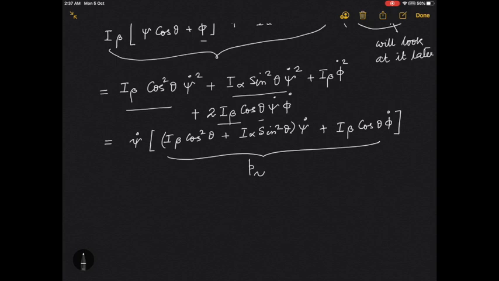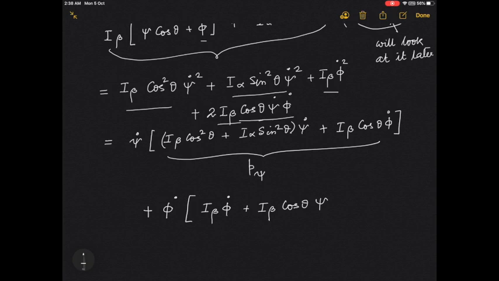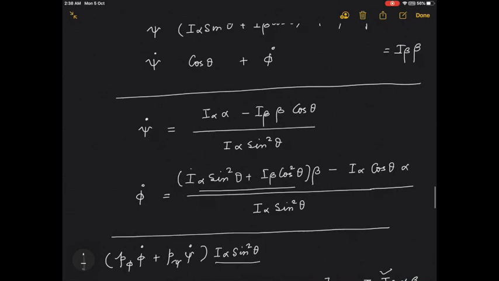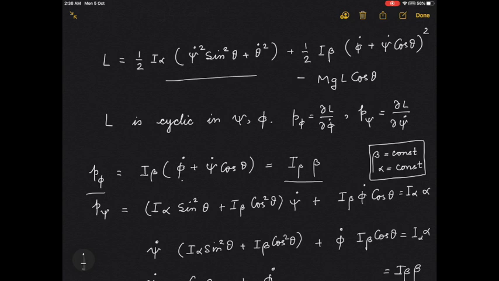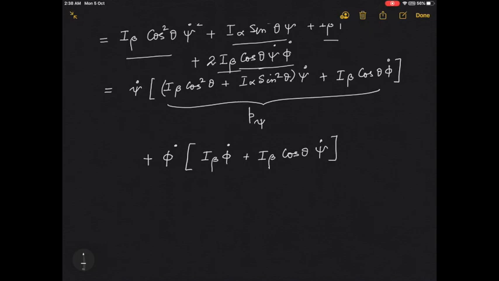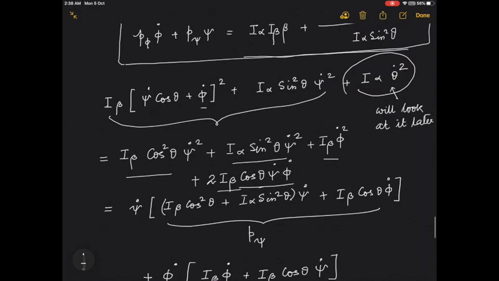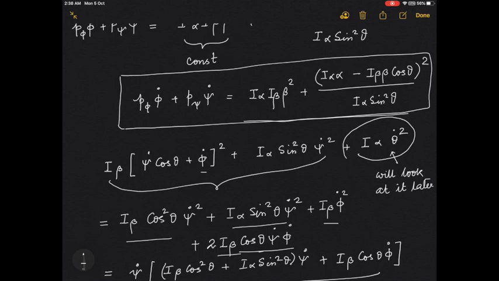And what else do I have? If I take now phi dot common, this term gives me I beta phi dot, and the rest, one from here, gives me I beta cos theta chi dot. So I beta phi dot plus I beta cos theta chi dot. What is that? So that is P phi. So you realize that this entire thing is nothing but P phi phi dot plus P chi chi dot.